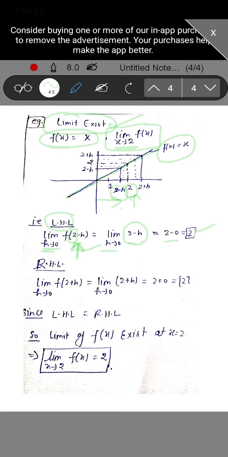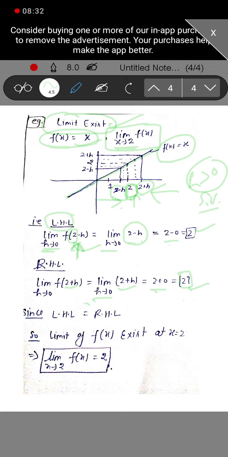And in the right hand limit, we are approaching from the right of 2. Right of 2 means what? 2 plus some h, where, as I told you previously, h is greater than 0 but a very small value. So for the value 2 plus h, when we put it in the function f(x), that is our x, we get here 2 plus h. When h is approaching 0, again 2 plus 0, that is 2 again. So we again get 2.